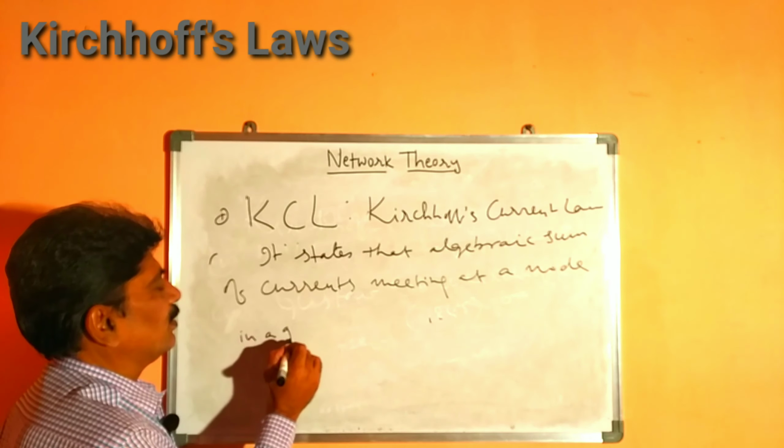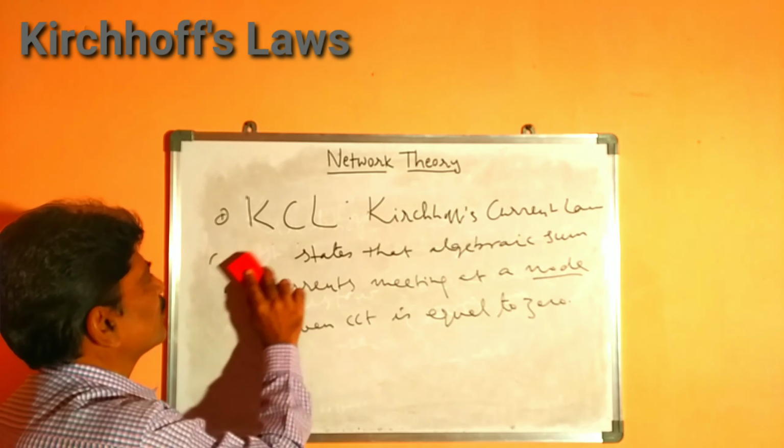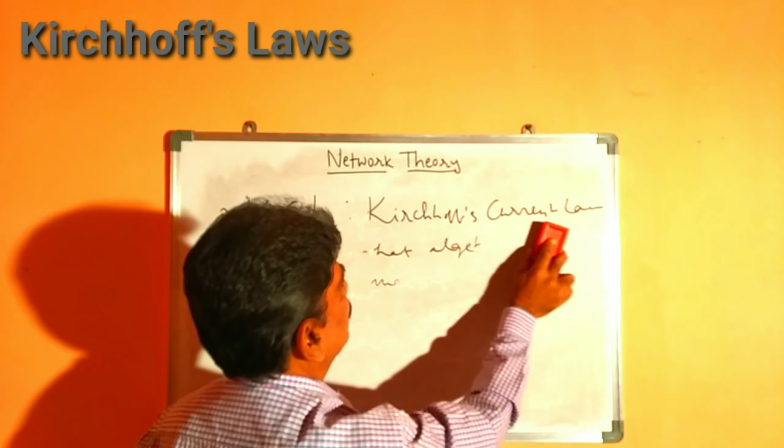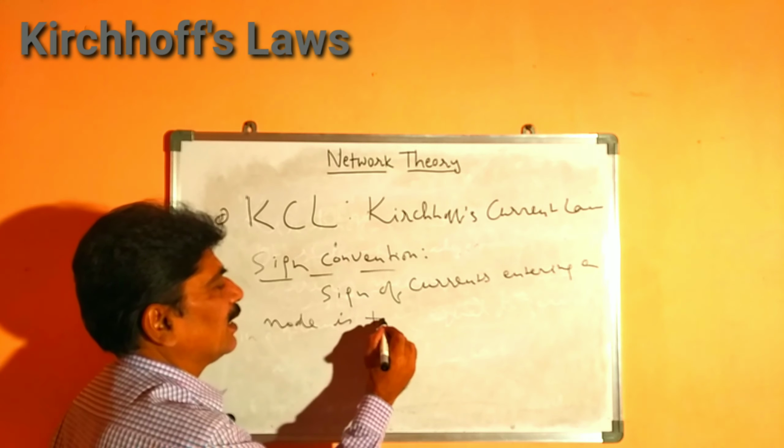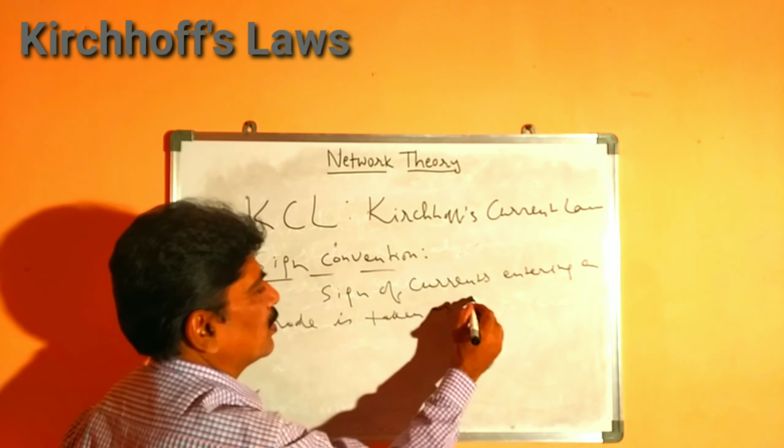Okay, now we will see about sign convention. Because the algebraic sum should be equal to 0, we should go for a sign convention. The sign of currents entering a node is taken as positive.